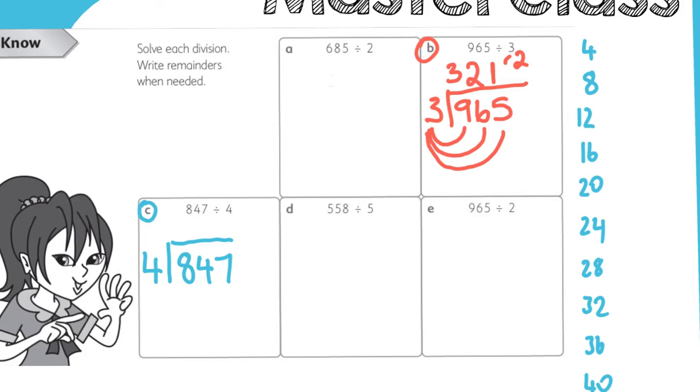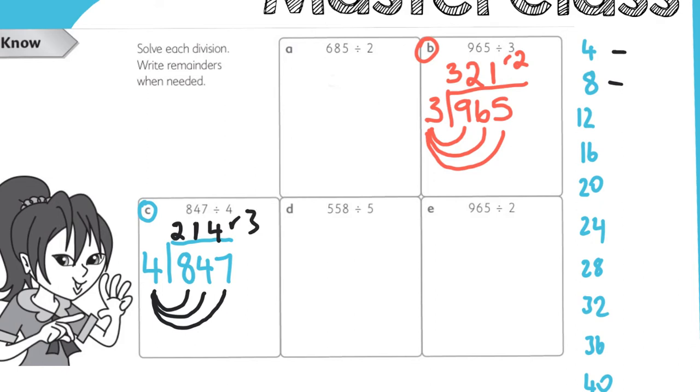I'm going to say, well, how many 4s are there in 8? Well, there are 2. So if I go here, there is 1, 2. So there are 2 4s in 8. Okay, how many 4s are there in 4? Well, I can tell you that there is 1 4 in 4. This is super important here. How many 4s are there in 7? Well, there is 1 4 and there's a remainder of 3.